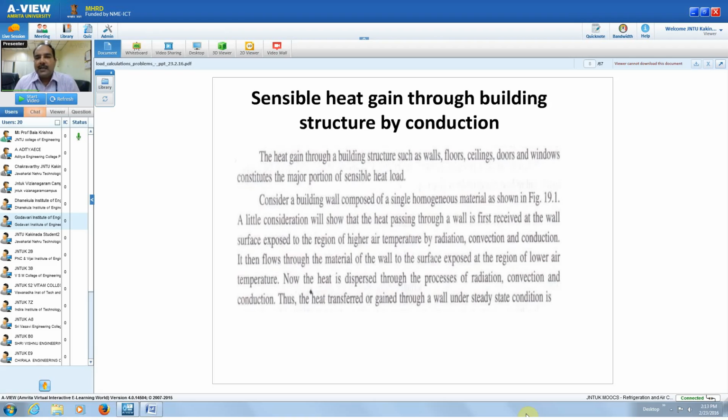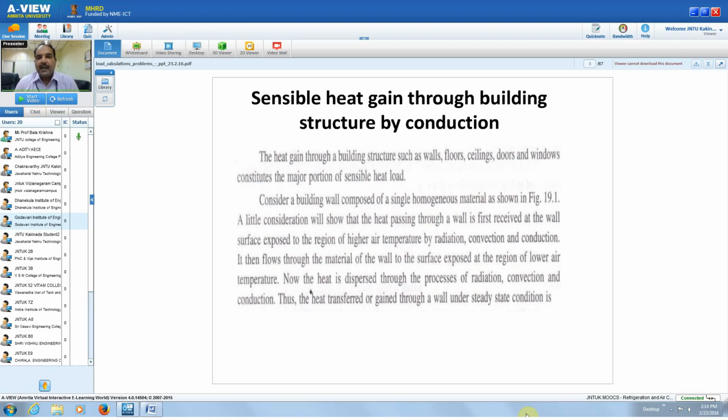Sensible heat gain through building structure by conduction. Conduction: you may already have studied heat transfer and its modes. There are three modes of heat transfer: conduction, convection and radiation. In that, the heat gain through a building structure such as walls, floors, ceiling, doors and windows constitutes the major portion of the sensible heat load.